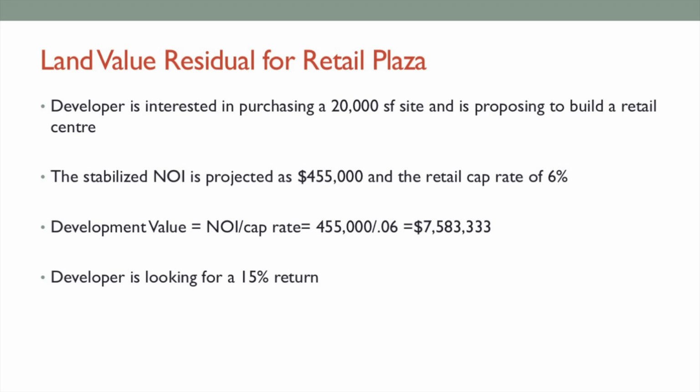So I put together an example here. A developer is looking at a basic retail plaza on a 20,000 square foot site. They're proposing to put up a development that they figure the NOI is going to be $455,000. They went through their cash flow analysis and got $455,000. With a cap rate of 6%, this gives me a development value of $7.5 or $7.6 million. So now we know the value of the proposed development. And the developer wants a 15% return.